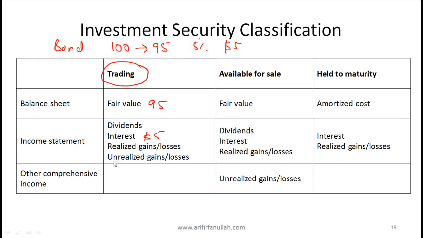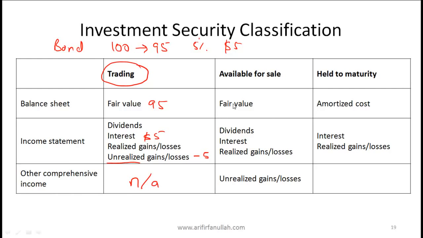Unrealized gains and losses are the gains and losses which have not been realized. So this means that you've not sold the bond. Had you sold the bond, then the loss in this case would have been realized. The point being that for trading securities, even unrealized gains and losses are shown on the income statement. For trading securities, this other comprehensive income is not applicable.